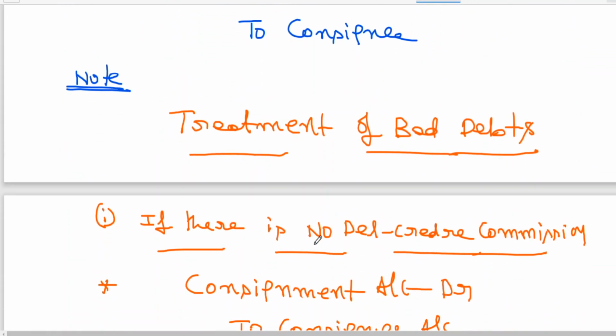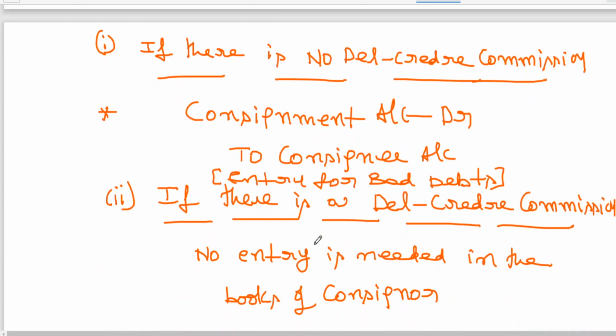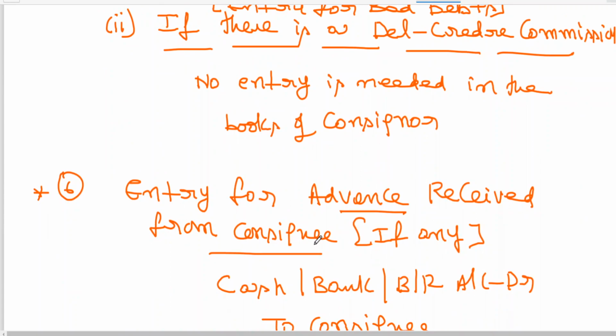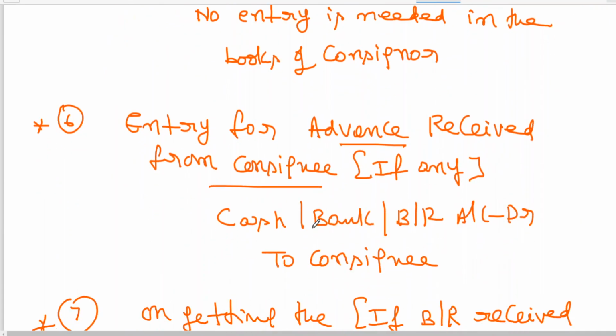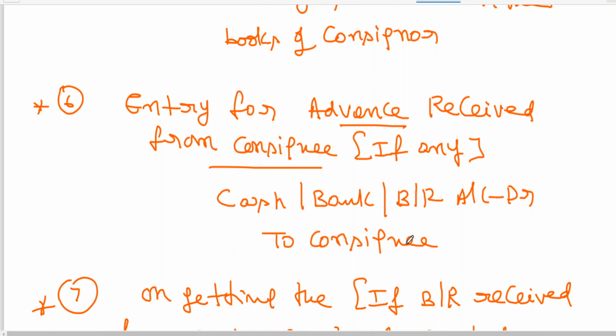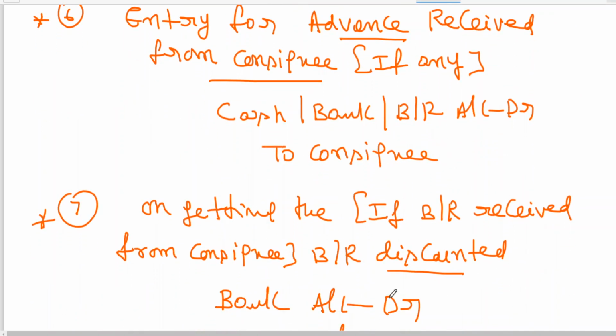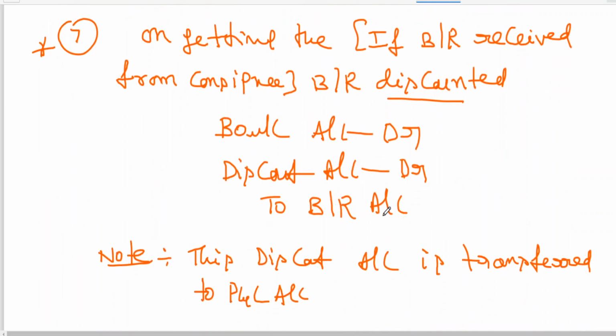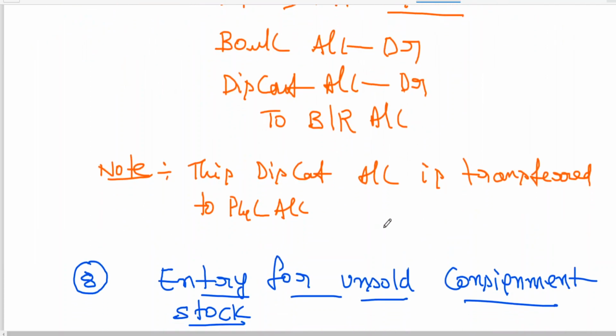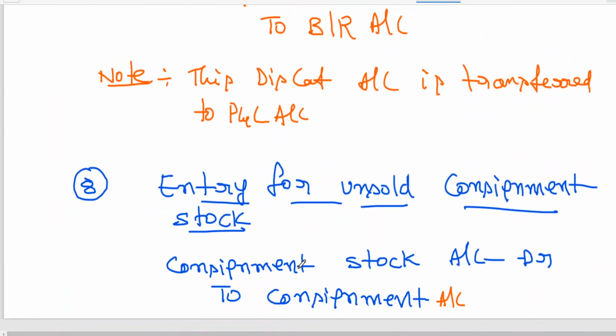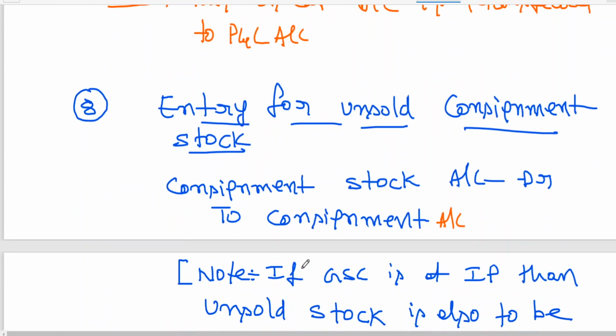Treatment of bad debts. If there is no del credere commission, consignment account debit to consignee, because the consignor has to bear the bad debts. If there is a del credere commission, no entries are needed in the books of the consignor because the consignee is going to bear it. If there is an advance, cash account or bank account or bills receivable debit to consignee. On getting the bills receivable discounted, bank account and discount account debit to bills receivable. Don't ask me, sir, if the bill is dishonored; you have learned that in the bills of exchange chapter. This discount account is transferred to P&L account. Entry for unsold stock: consignment stock account debit to consignment.